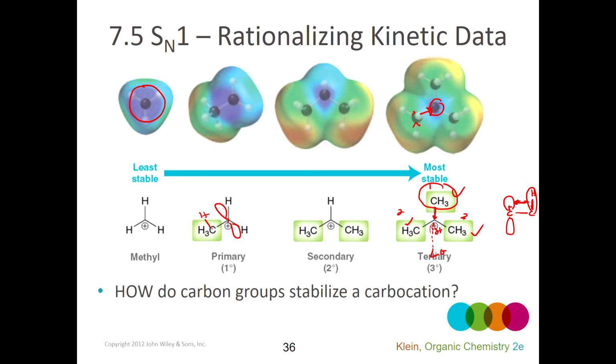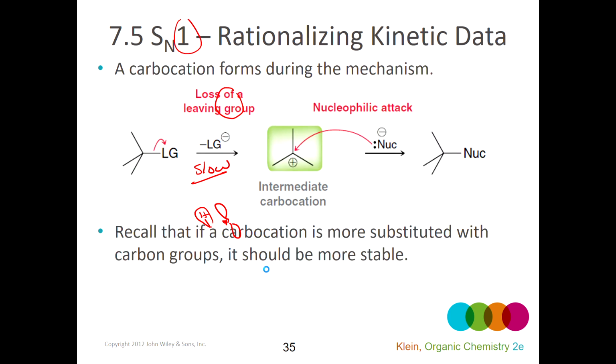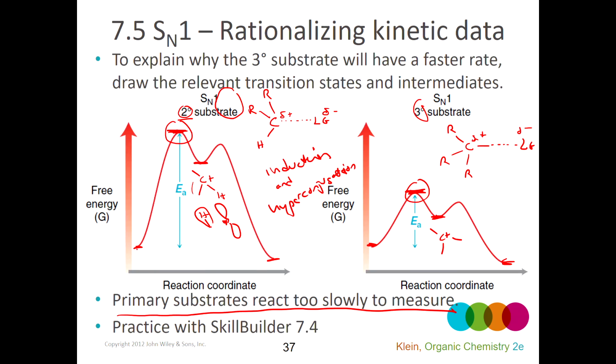If I only have one carbon group to shift electrons through induction and through hyperconjugation where I'm overlapping the orbitals, it really can't stabilize that positive very well at all. I still have a ton of positive on carbon, very unstable. And so that would occur through such a high energy transition state that just doesn't happen often enough to even measure. So only the secondary, tertiary, or resonance stabilized carbocation can really ever form in an SN1. So make sure when you're drawing SN1 mechanisms, do not draw a primary carbocation unless it's stabilized through resonance.